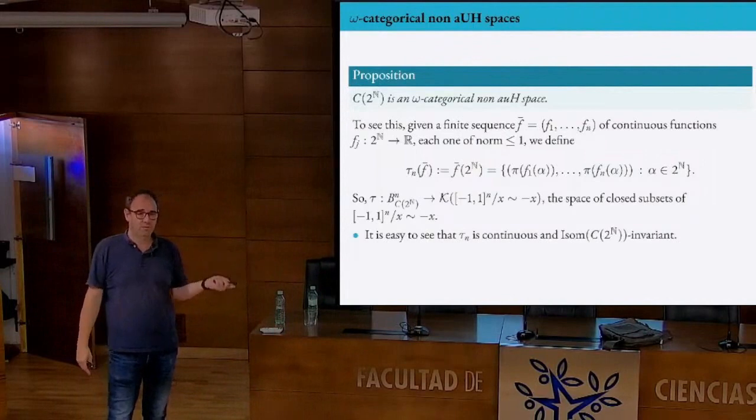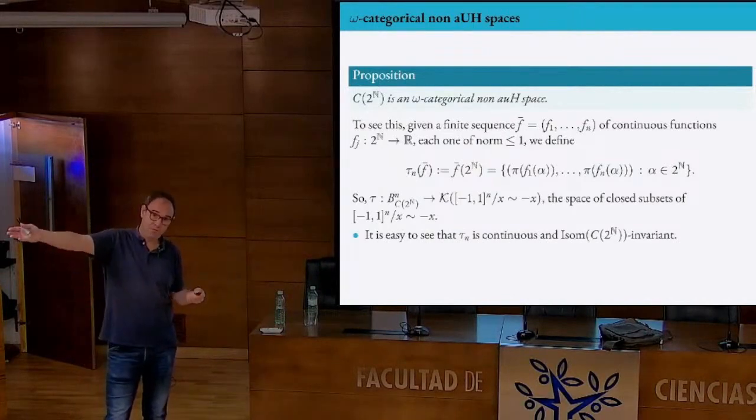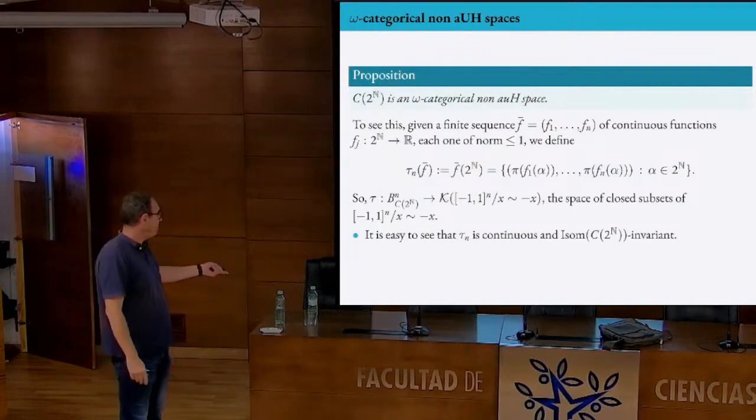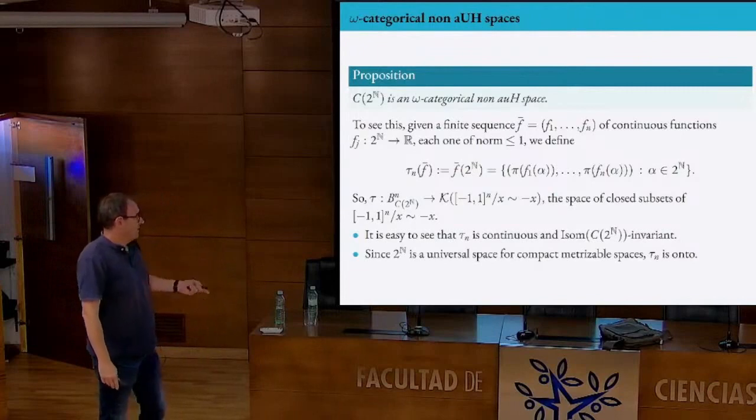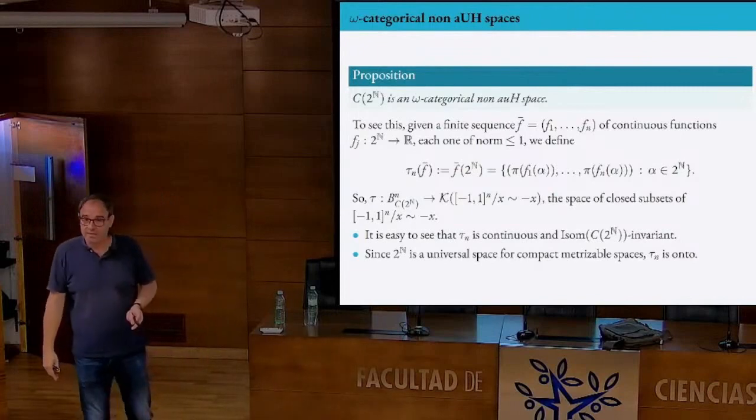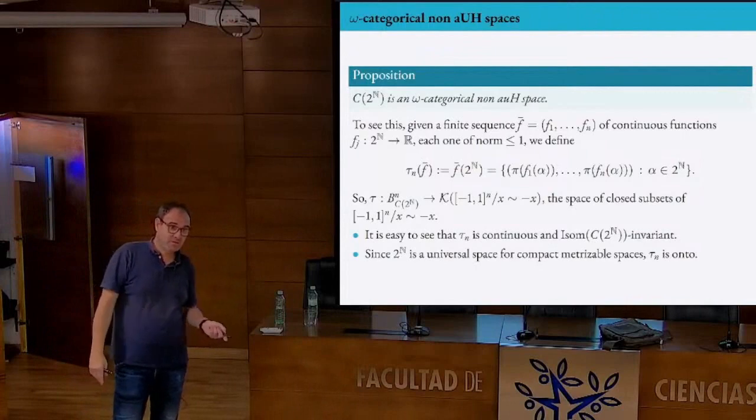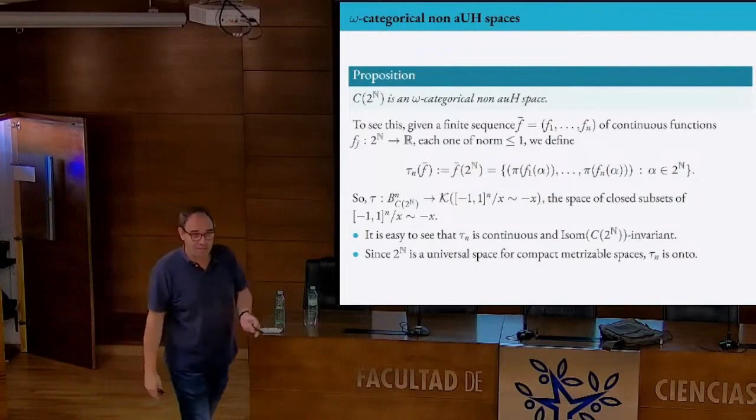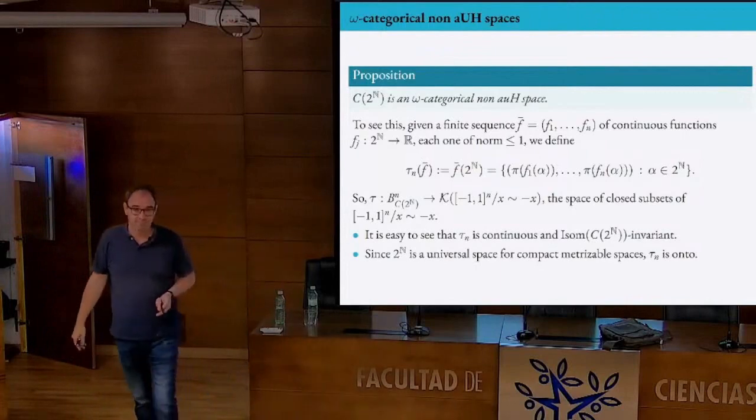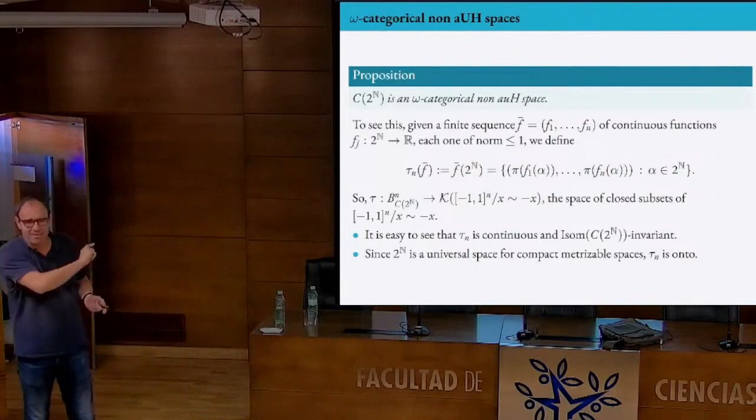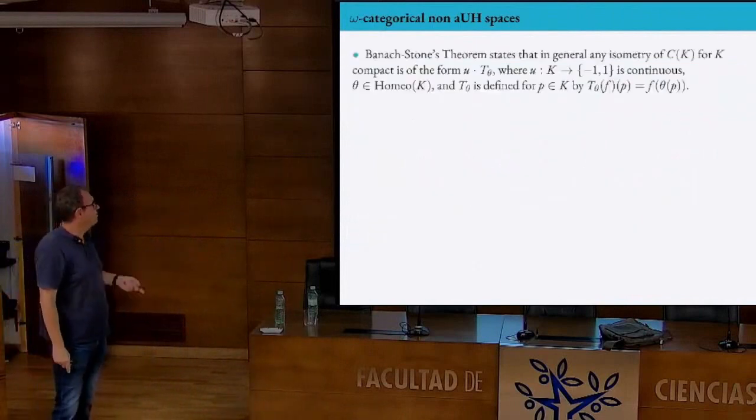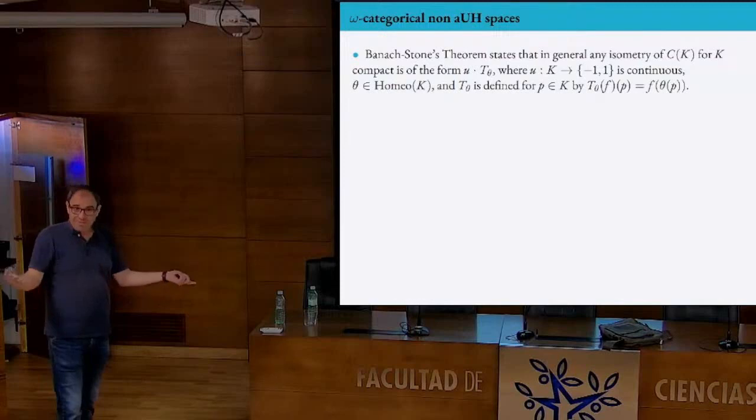Right? If you compose with an isometry, the image is going to be the same. And it is onto because 2 to the n is universal for separable metrizable compacts. So you think a little, and you will see that this is onto. And now comes the key part.